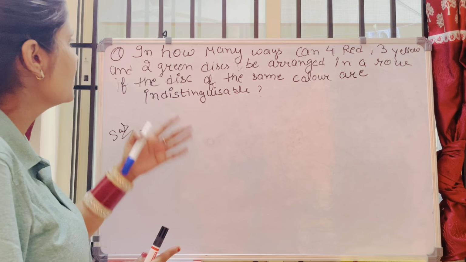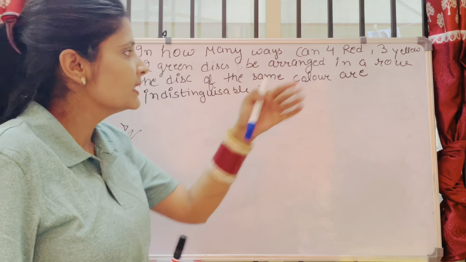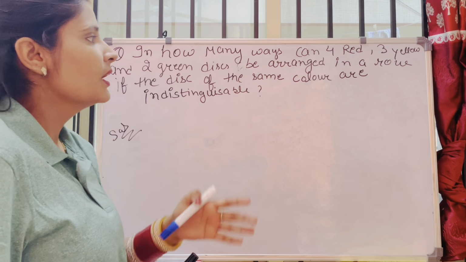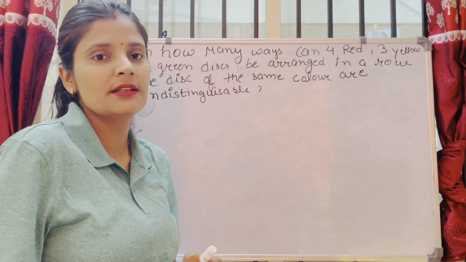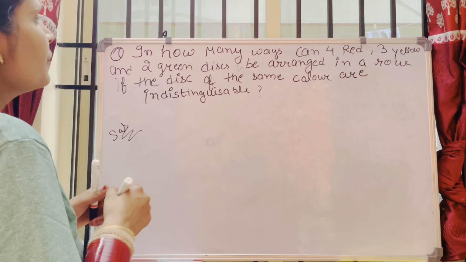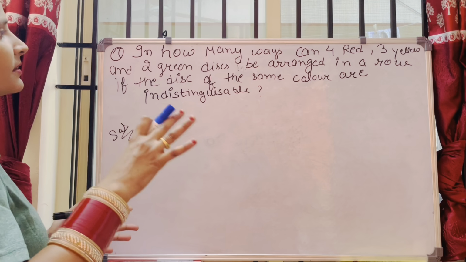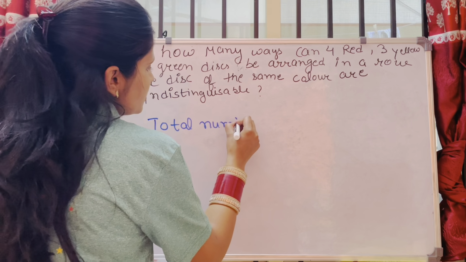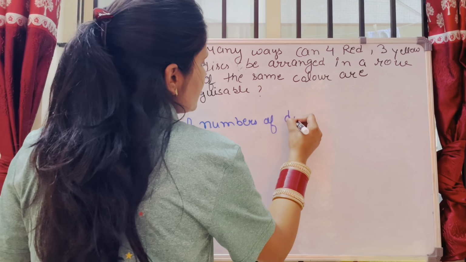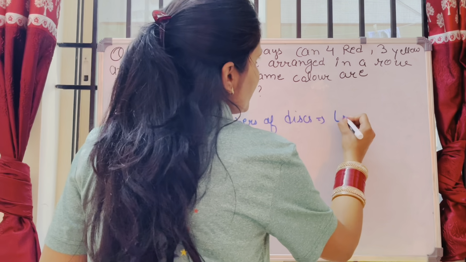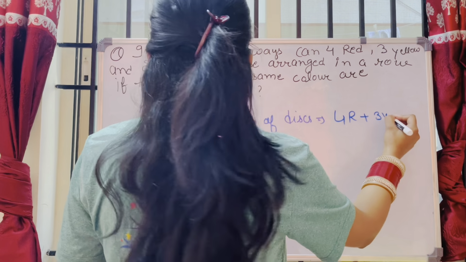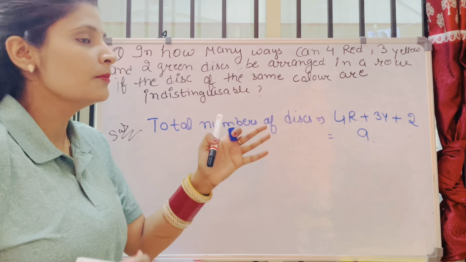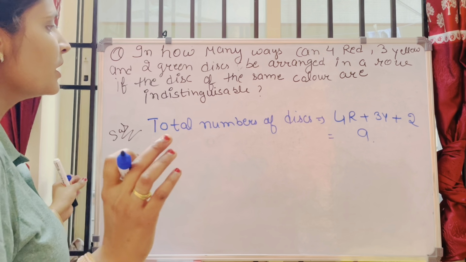Our next example is: in how many ways can 4 red, 3 yellow and 2 green discs be arranged in a row if the discs of the same color are indistinguishable? So here we will arrange 4 red, 3 yellow and 2 green discs. Therefore, the total number of discs, that is 4 red, 3 yellow and 2 green, is 9 discs which we have to arrange.